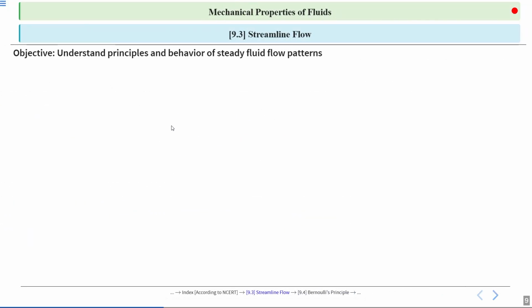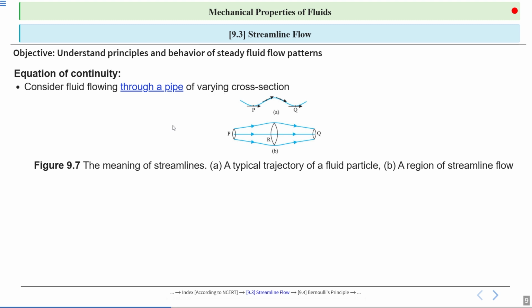Now, let's talk about an important equation called the equation of continuity. So here we will learn the equation of continuity. Consider a fluid flowing through a pipe. Look at the figure. Alright. Of varying cross section. Here varying cross section means the cross section is different at different points. So at point P, the cross section is this one. Alright. At point R, the cross section is changed. At point Q, the cross section is again changed.